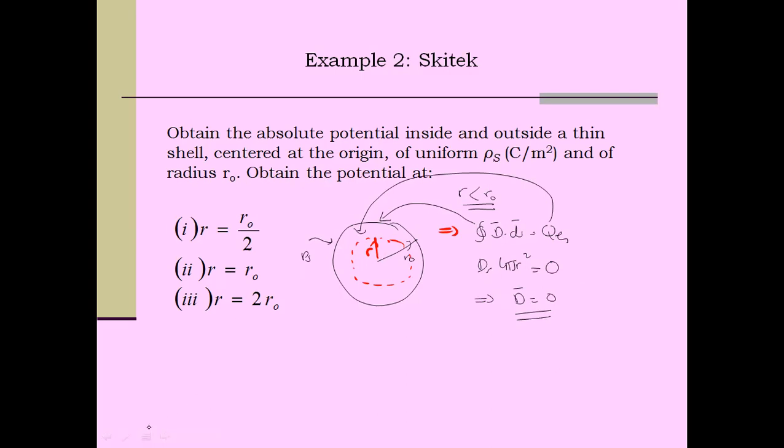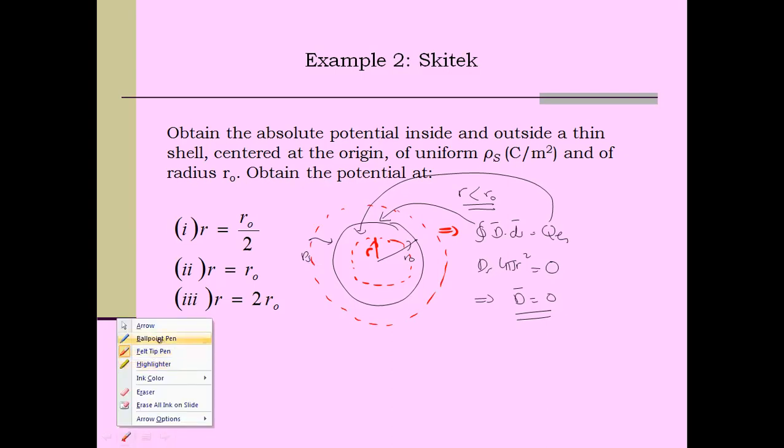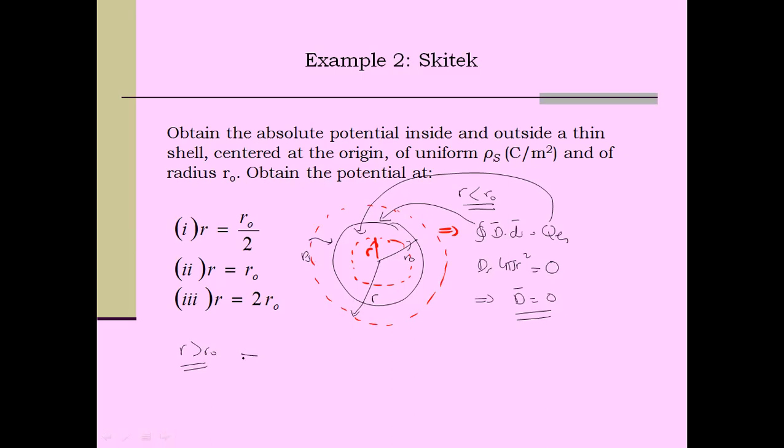Okay, for the case of R bigger than R naught, which is for this particular Gaussian surface, that should be for the R bigger than R naught region. That should be your R, your radius for the Gaussian surface. So it can be proved that your D dot ds equation can be further written to be Dr of 4 pi r squared, and the enclosed charge will be rho s of 4 pi r naught squared. You can prove this on your own.